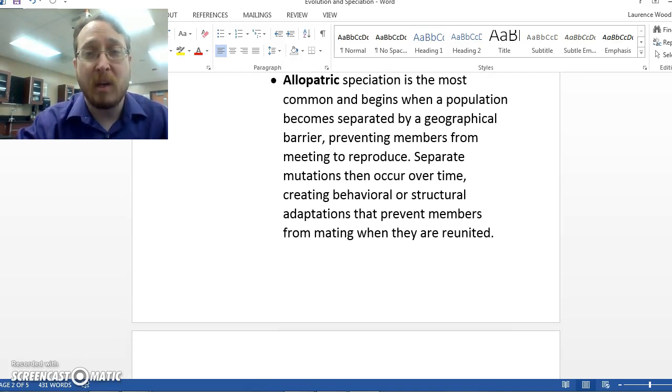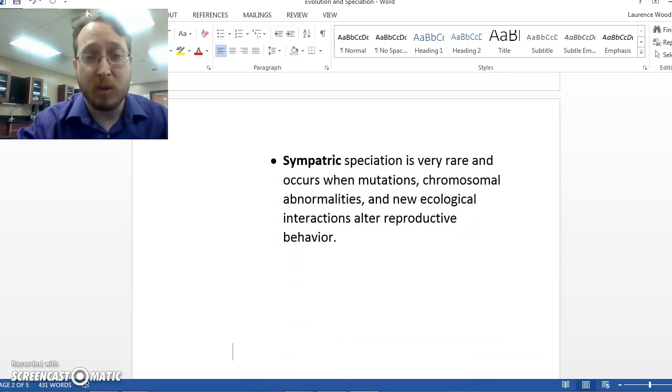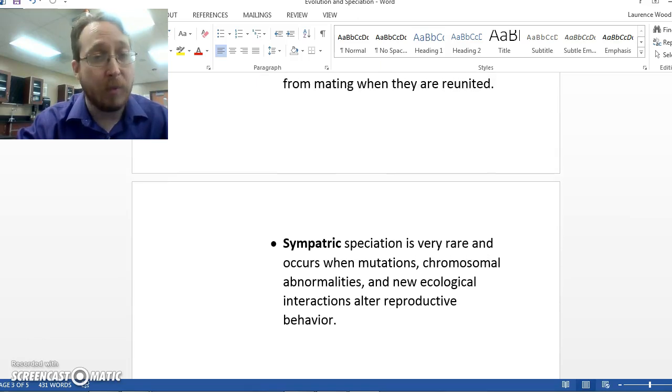Allopatric speciation is the most common and begins when a population becomes separated by a geographical barrier, preventing members from meeting to reproduce. Separate mutations then occur over time, creating behavioral or structural adaptations that prevent members from mating when they are reunited. Sympatric speciation is very rare and occurs when mutations, chromosomal abnormalities, and new ecological interactions alter reproductive behavior.